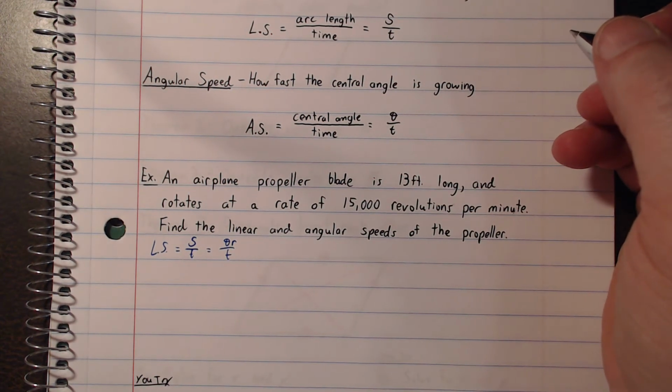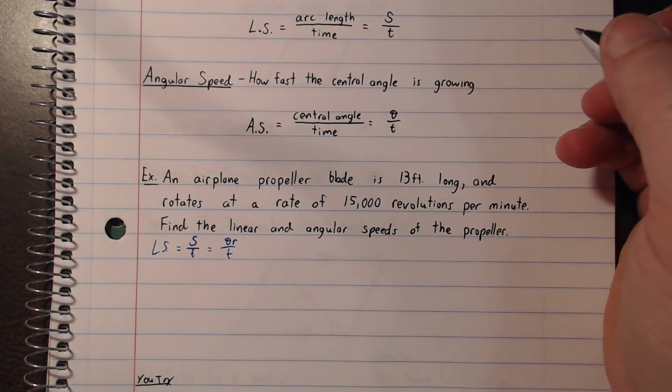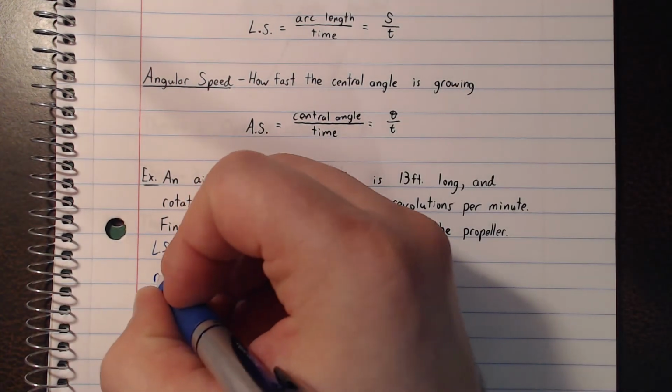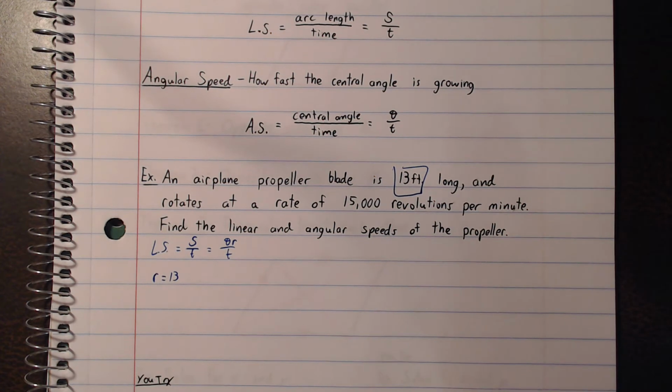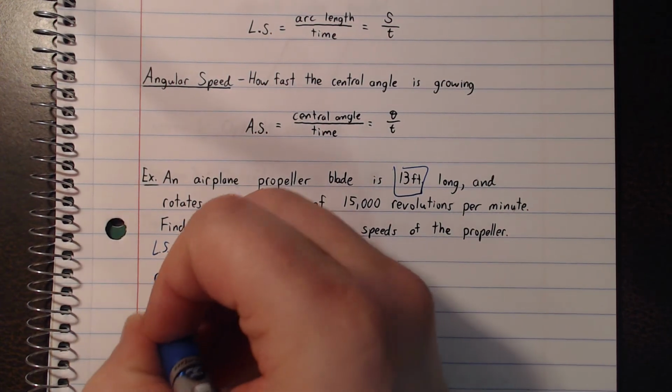Now, here's the deal. We already know our radius is 13 because they told us that right here. What we need to know is what theta is. Now let's think about it.